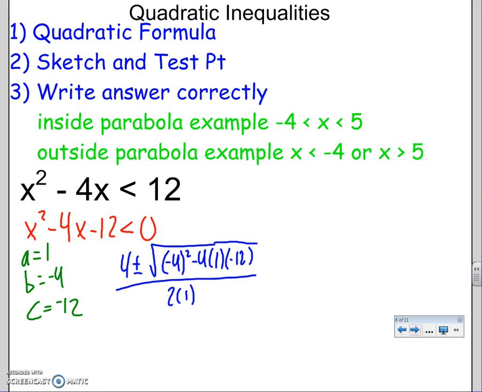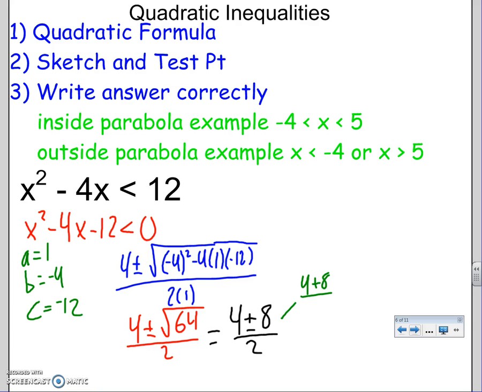Again, that's called the discriminant. So 4 plus or minus, that number is 16 plus 48, which is 64. Since it's positive, there should be 2 different answers. Now our next step is to do the square root of 64, which is 8. And now do the 2 cases: 4 plus 8 over 2 and 4 minus 8 all over 2. So I get 12 over 2, which is 6, and negative 4 over 2 is negative 2. Those are my 2 x-intercepts. Those are my roots.